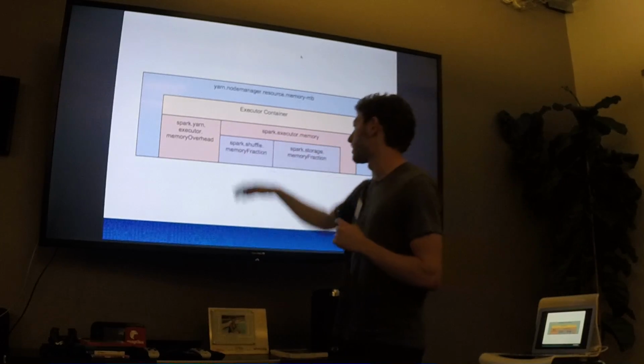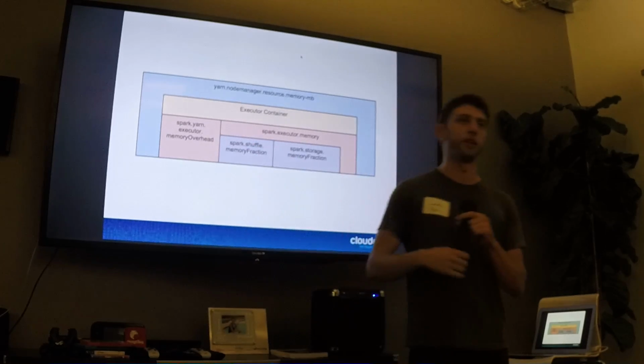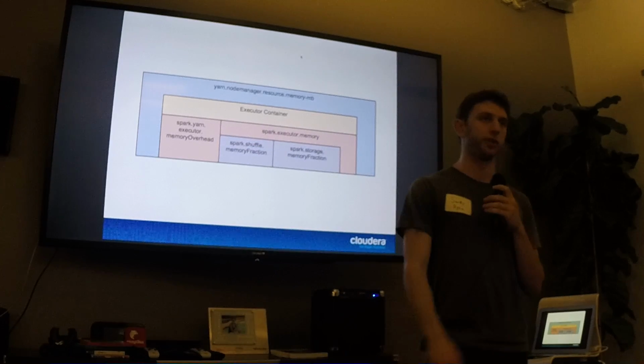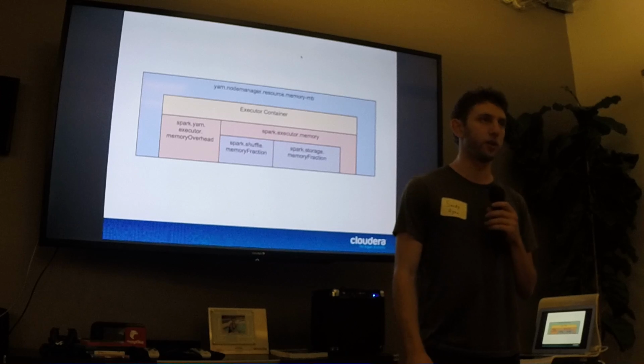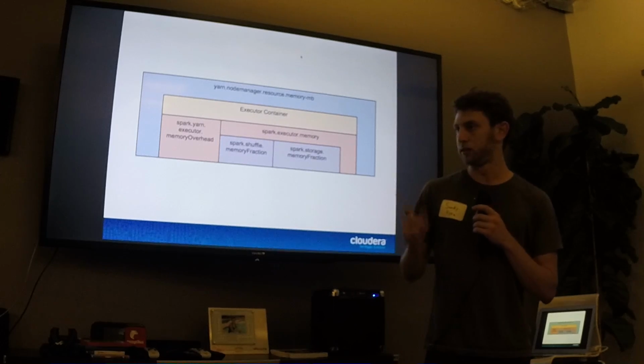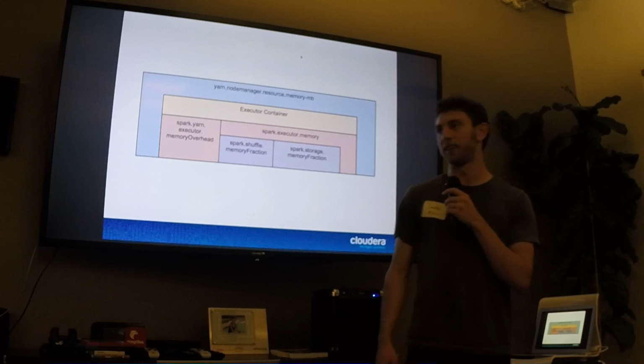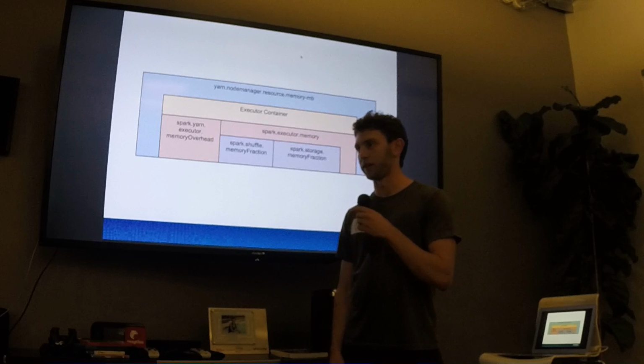So the solution in this case is basically to manually bump this property, spark.yarn.executor.memoryOverhead. Any questions about that? You can't do that while it's executing, though, right? No, you've got to do it on startup. Exactly. It's application-wide.